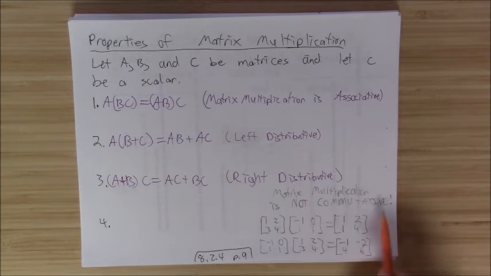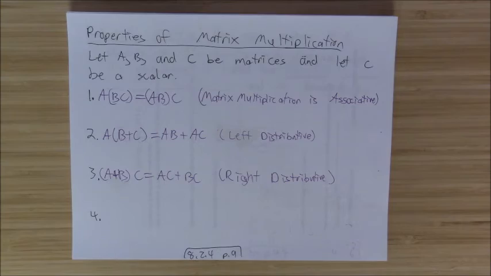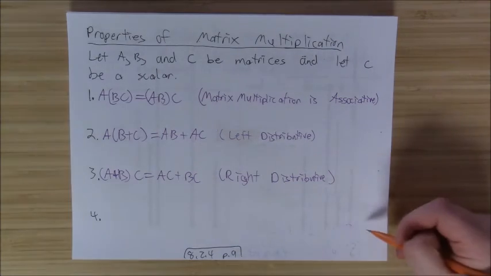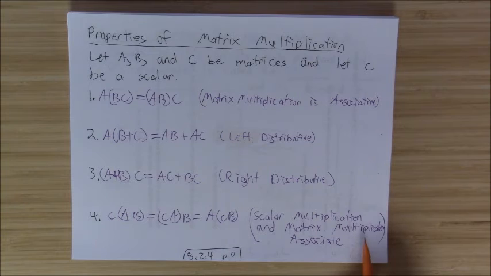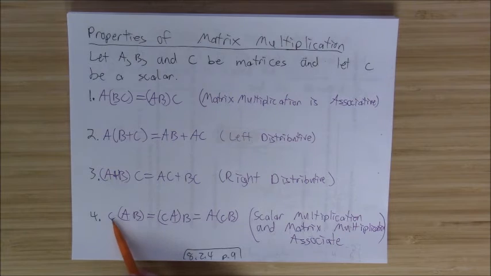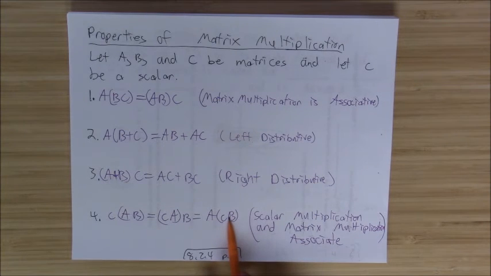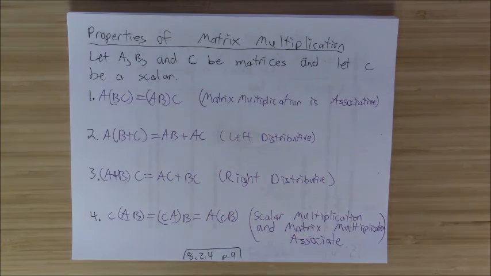Here we see, again, matrix multiplication is not commutative. Namely, if we take the matrix [1, 2; 3, 4] times [-1, 0; 1, 1], in that order, we get [1, 2; 1, 4]. But if we swap the order that we multiply in, we get a different matrix. So that's very important to note. And now, as a final property, both matrix multiplication and scalar multiplication associate with one another. Namely, if we do a scalar multiplication after a matrix multiplication, it's the same thing as doing the scalar multiplication with the second matrix and then doing the matrix multiplication.